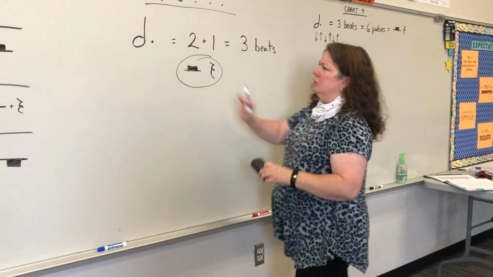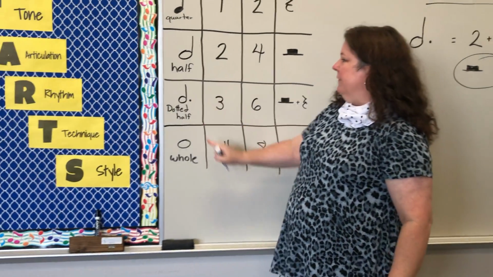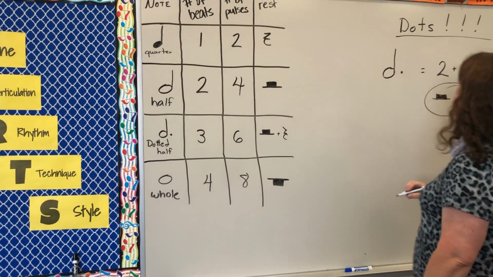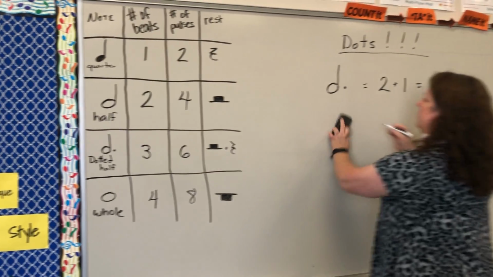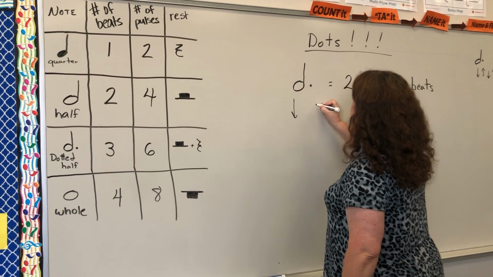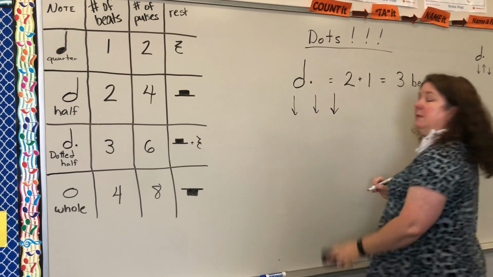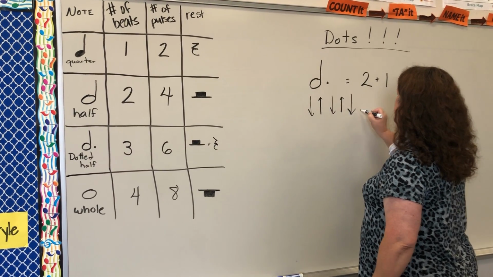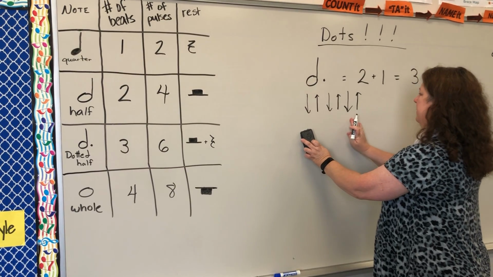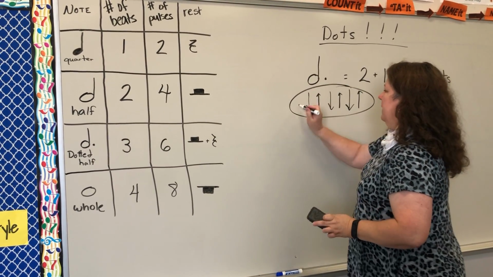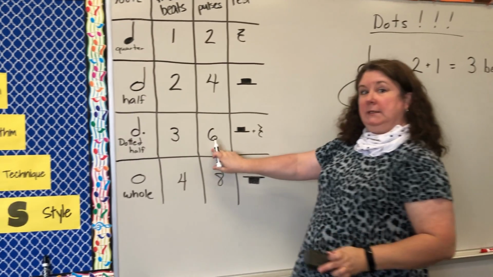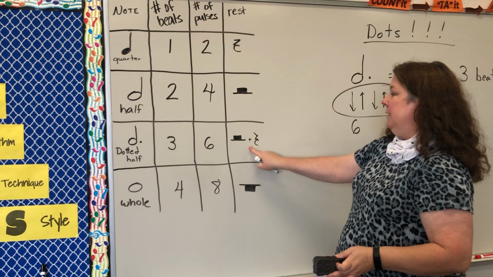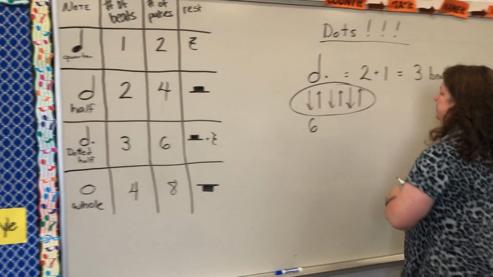So let's put that over in our chart. The dotted half note is 3 beats. How many pulses is it? Well, let's figure it out. The dotted half note is 1, 2, 3 beats, that's 3 downs, and then we know that our foot comes back up: down, up, down, up, down, up, so that's a total of 6 pulses. And the rest is a combination of the half rest plus the quarter rest.